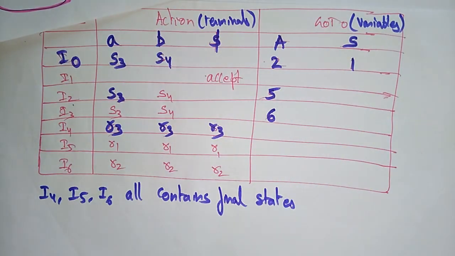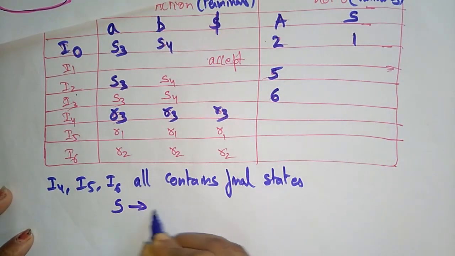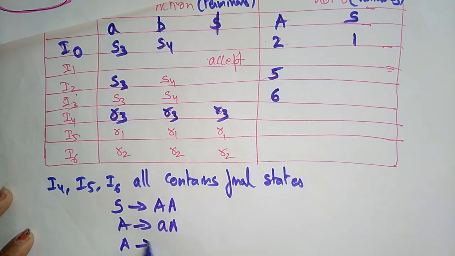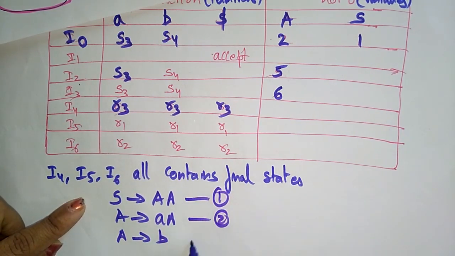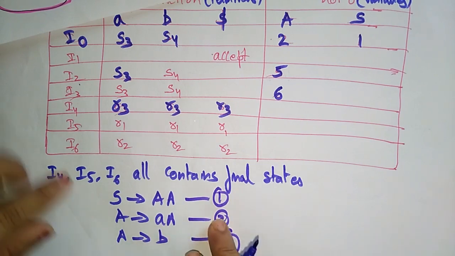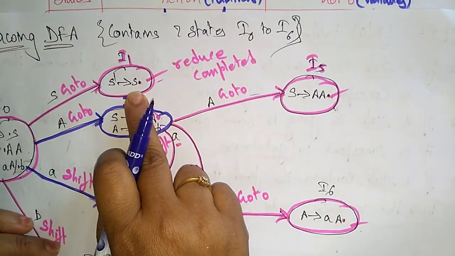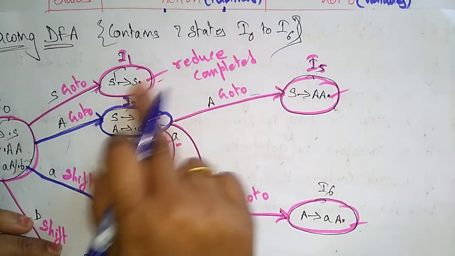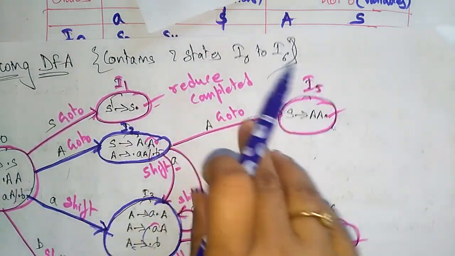So write the production numbers. What are the productions we are having? S determines AA, A determines AA, and A determines B. This is the grammar productions we are given, so just number those productions. Now let's see. I1 contains the final item S determines S dot, which means there is no action here. So it is accepted. I1 is accepted.